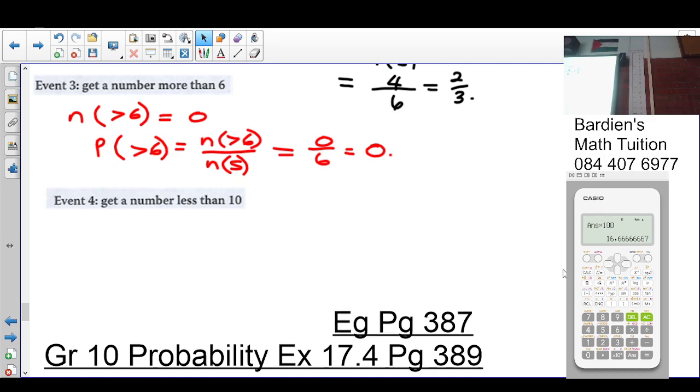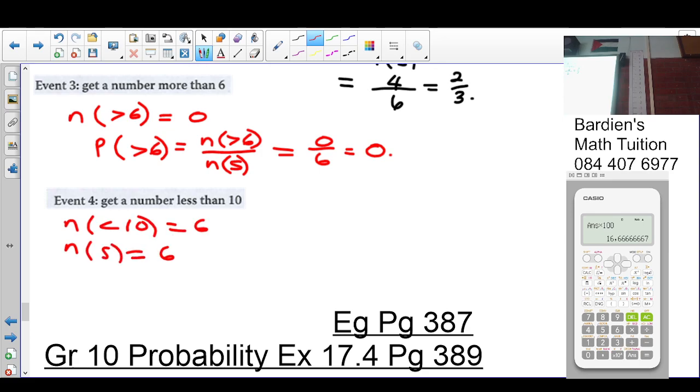Right. People, getting a number less than 10. How many elements are less than 10? There are 6. How many elements are there in the sample space? 6. So the probability of numbers less than 10 is 6 over 6, which is 1. So it's certain that when you throw your dice, it will be a number less than 10. You understand?